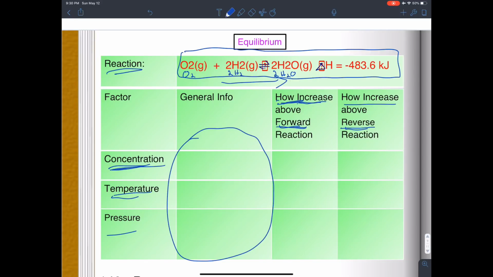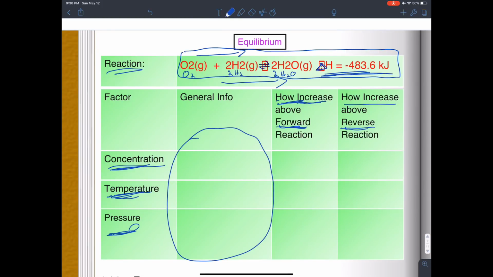Temperature. So here's the change in enthalpy. This is for the forward reaction, the change in enthalpy for the forward reaction. So when the reaction happens in this direction, I get negative 483.6. So is that endothermic or exothermic? If that's endothermic or exothermic, what's the reverse reaction? So how would adjusting temperature increase the forward reaction? How would I increase the reverse reaction?